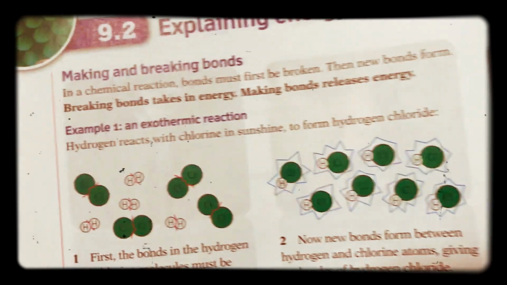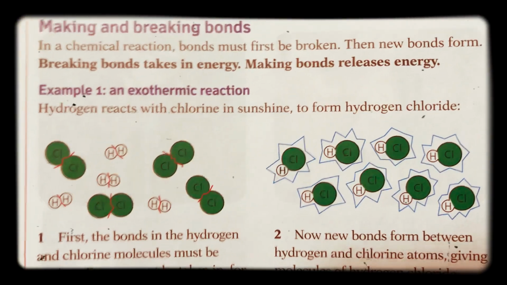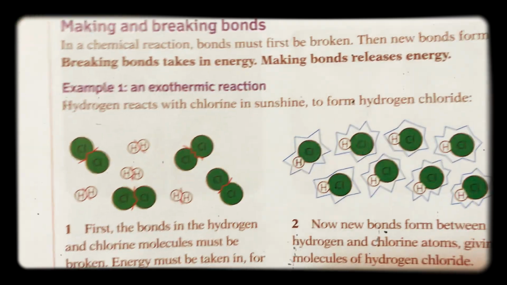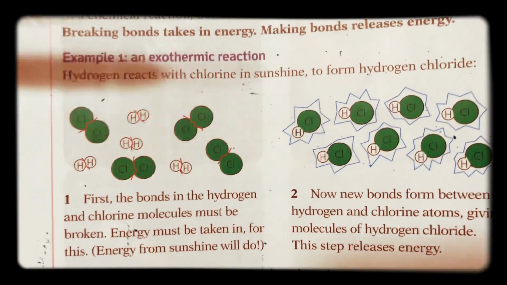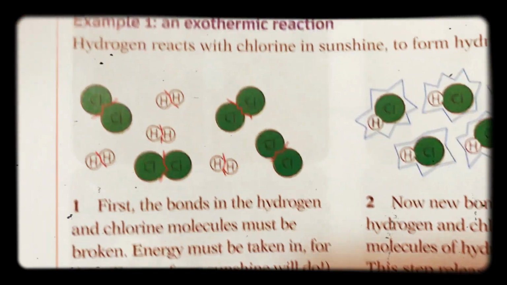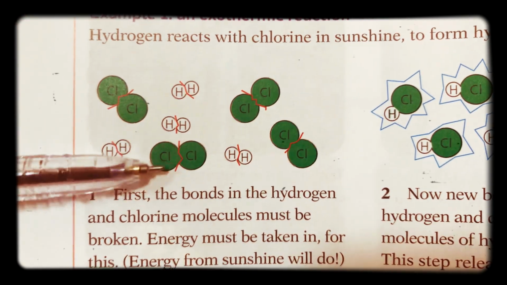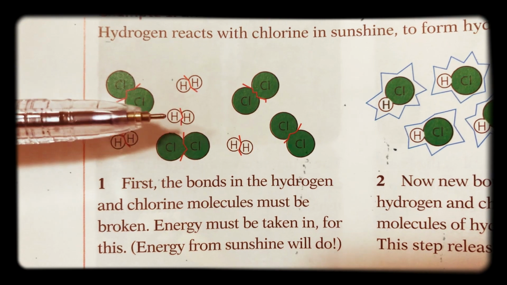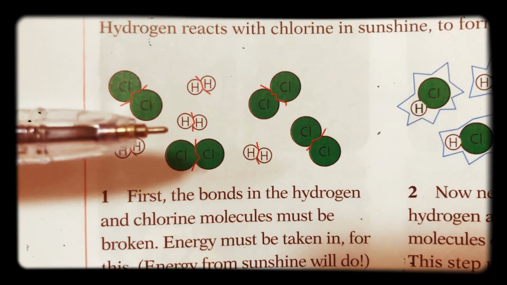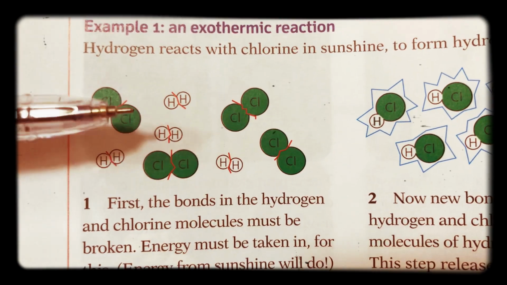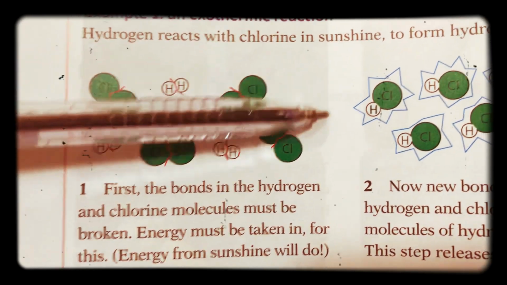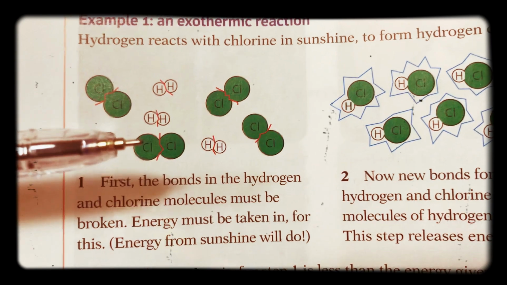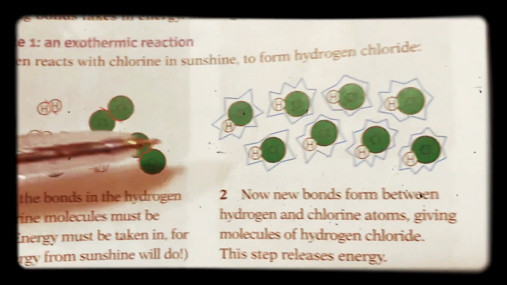So just a quick recap. When you have a chemical reaction, you have to break bonds first, and then you have to make them. This is a simple exothermic reaction. It's a nice example, hydrogen reacting with chlorine. Very straightforward. You have to break these bonds, and we supply energy into the chemical reaction. So energy must be taken in by these chemicals to do this. Now, this can actually happen in sunshine, so this is quite an explosive reaction, I must say.